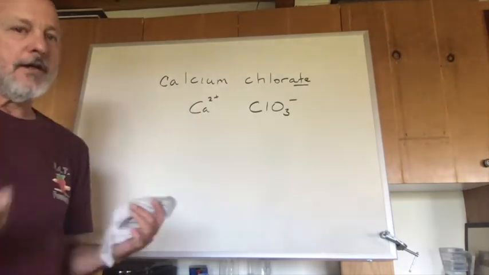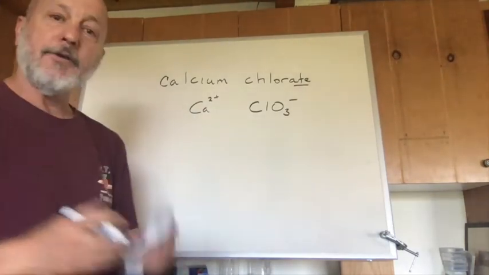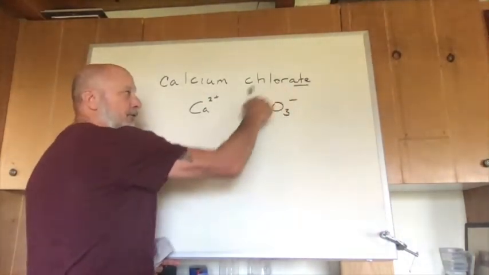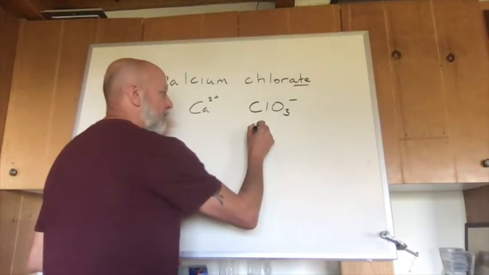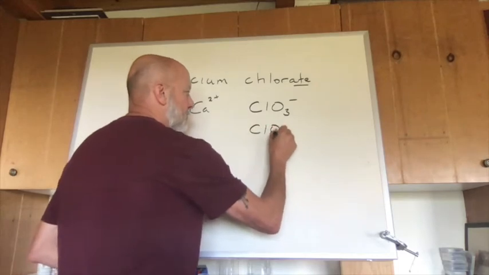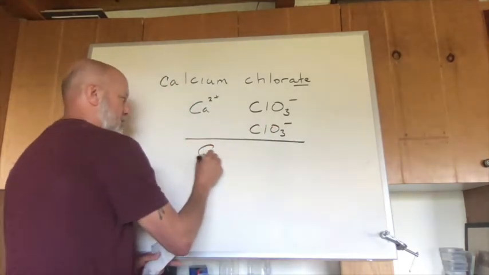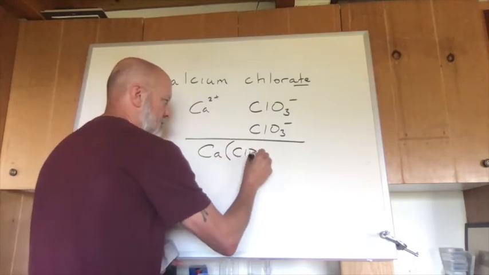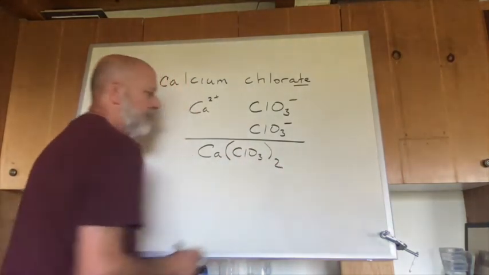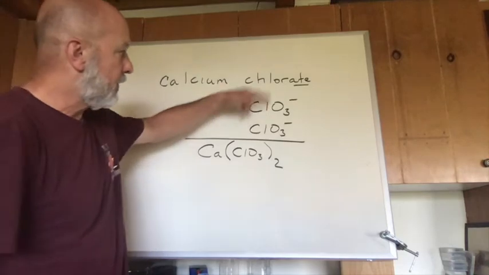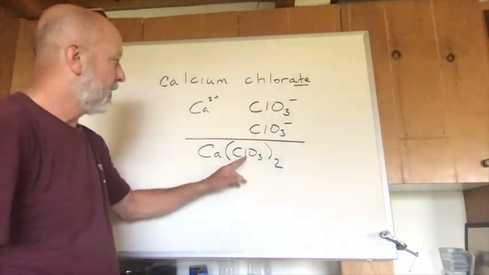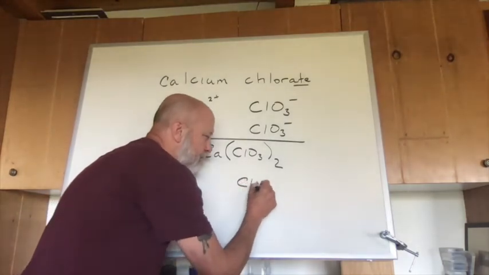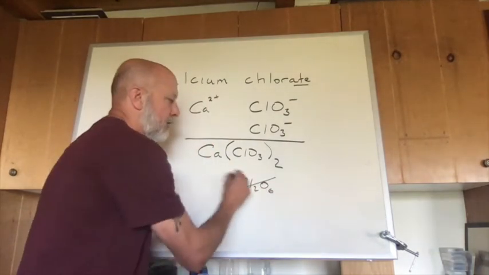Same thing, all compounds are neutral. So in order for this to work, this is 2+. This little group here is single minus. I need 2 chlorates. Now, when I have more than one polyatomic ion in my formula, I put the parentheses, so I don't want to change it to this, like Cl2O6. That would be incorrect.